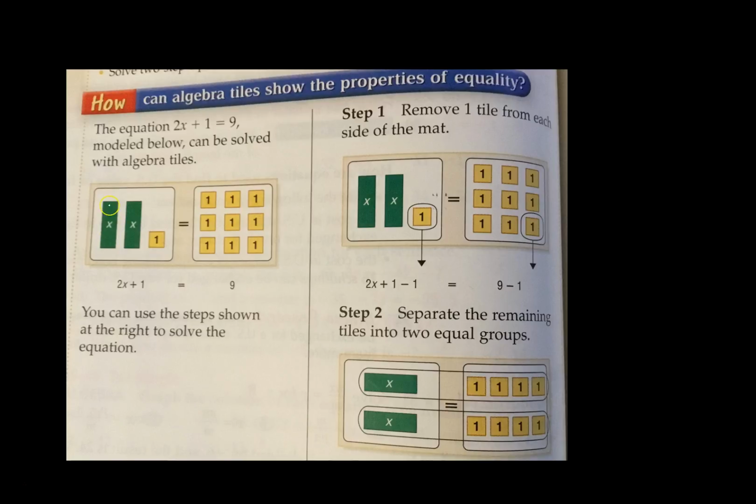So x's are in spheres like this, or rectangles. So we have 2 x's and 1 equals 9 ones. So that's how we would set this up. So in order to remove 1, to subtract, we'd actually remove one tile from each side of the mat. So we take this one away and one of these away. We'd literally just pull them off. So then we're left with 8 of these and 2 of these. If we separate the remaining groups into 2 equal groups, I'd have 4 and 4 with 1 x in each. From here, I can say that x would equal 4.